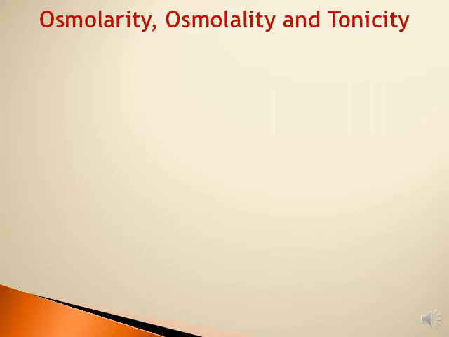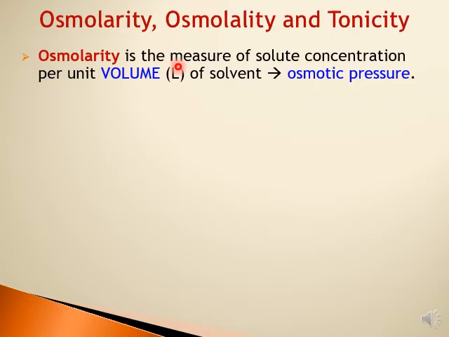Let's know about osmolarity and how it is different from osmolality and tonicity. Whenever we mention osmosis, which is the diffusion of water across the cell membrane, we should also know what is osmolarity, what is osmolality with an L, and tonicity. Osmolarity is the measure of solute concentration per unit volume in liter of the solvent, and here the solvent is water. This is the universal solvent in all biological systems, and the presence of solutes in the solvent, which is water, will create an osmotic pressure. If we have any solute in a solution, this will create an osmotic pressure.